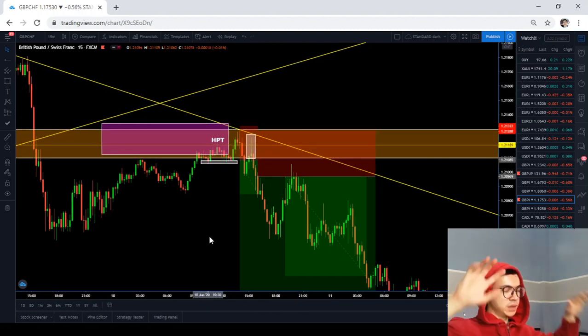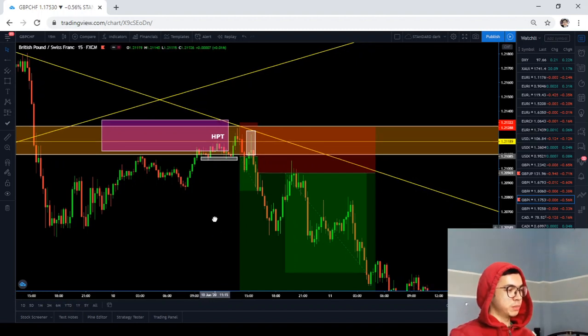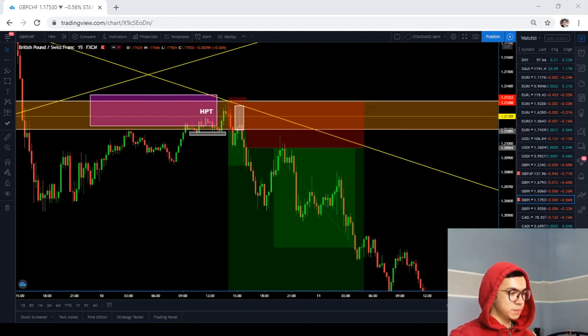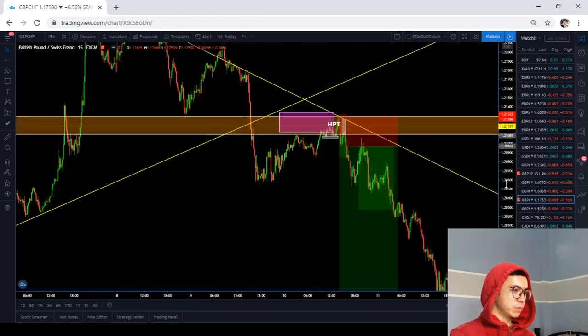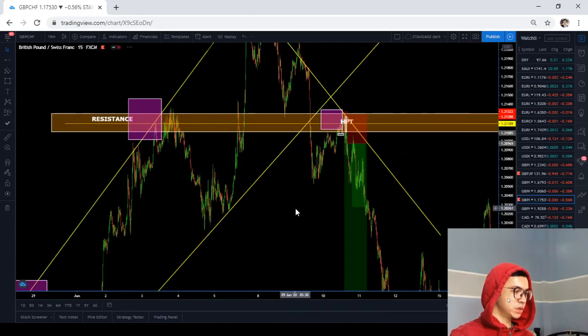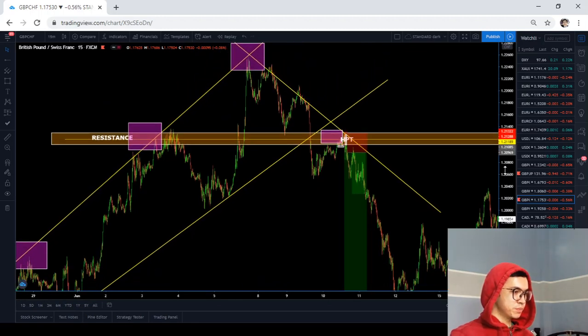So, napakahalaga talaga, marunong ka magbasa ng structure and marunong ka magbasa ng candle formation. If it is either a buying pressure or selling pressure. So, more or less, if you know this system, water system, I'm giving it for free, you can already use this as your main system. Di ba?